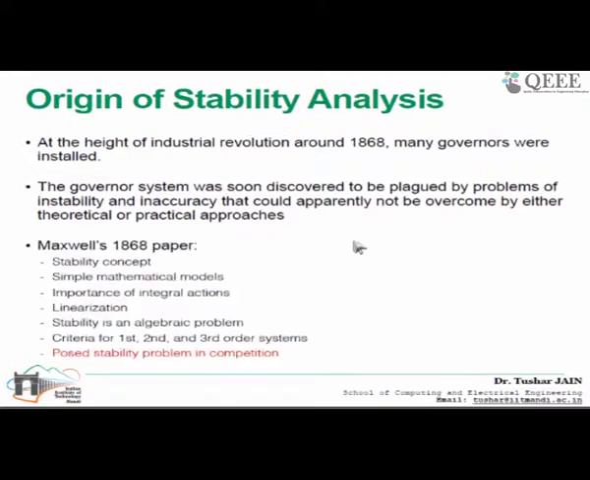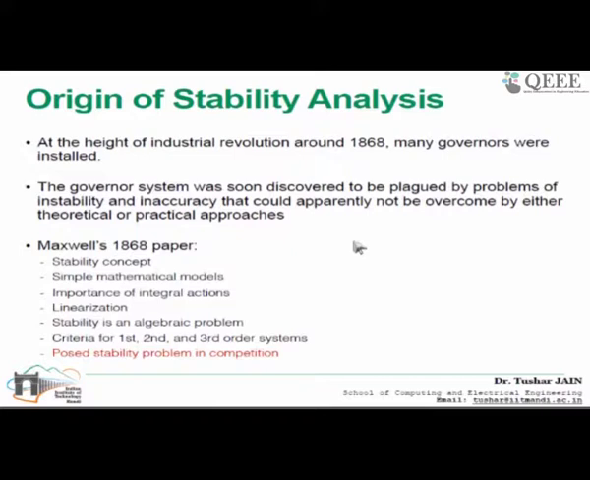Then finally, in Maxwell's 1868 paper, he discussed the stability concept. He laid down simple mathematical models for these governors, for the motion of governors. He also highlighted the importance of integral actions. Then comes the linearization. Why is this linearization required? Because when he derived the simple mathematical models, they were non-linear in nature. So he linearized those models to study the stability of that system.